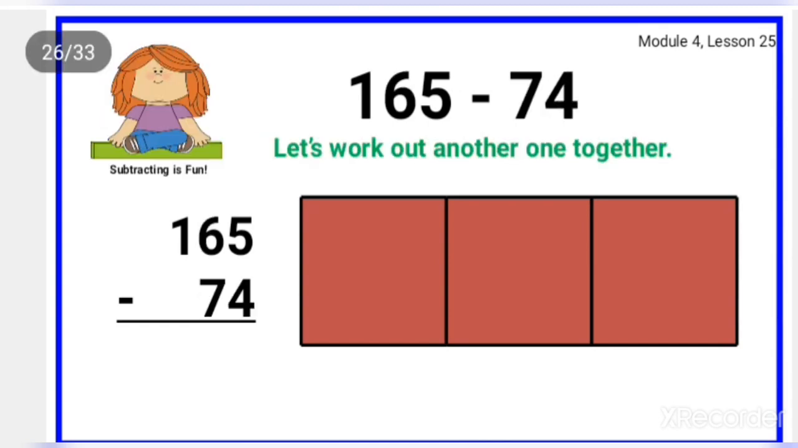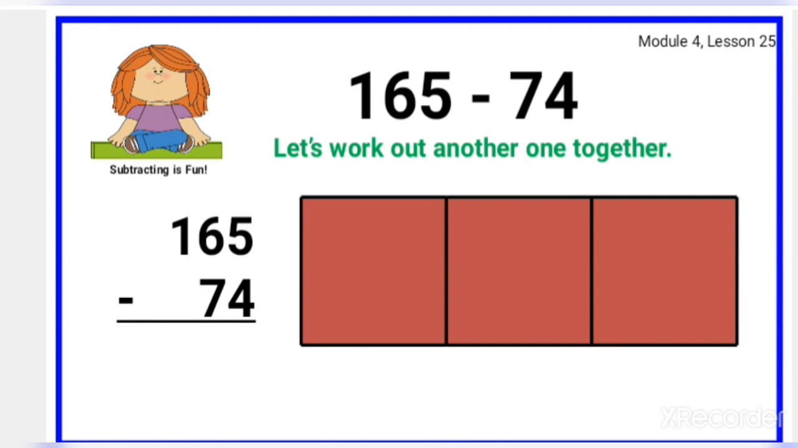If you know you really understand that, then let's work out this one together. Again, subtraction is fun. 165 minus 74. Well, in this case, I have a small ones digit, so 5 can easily subtract 4. We can easily take away 4 from 5. So 4 away from 5 leaves us with 1.